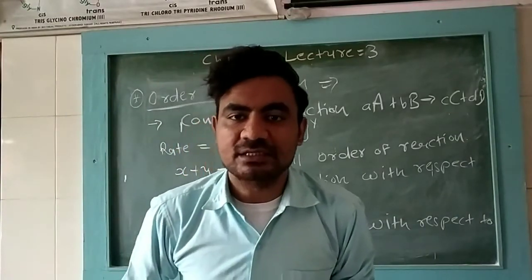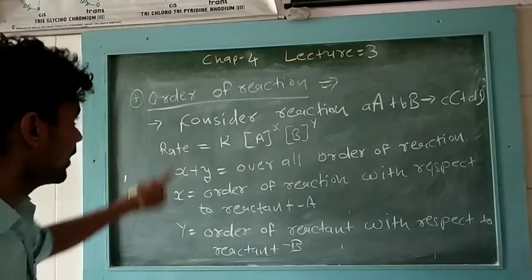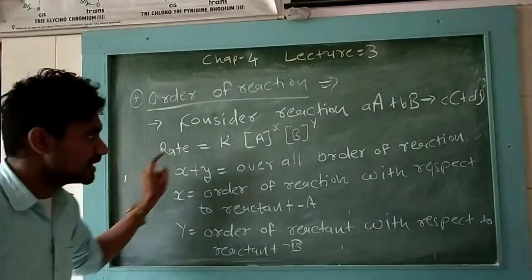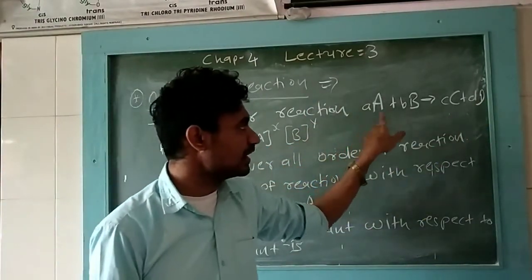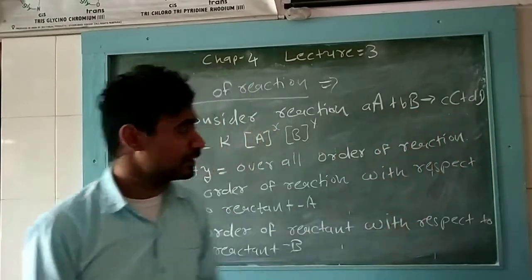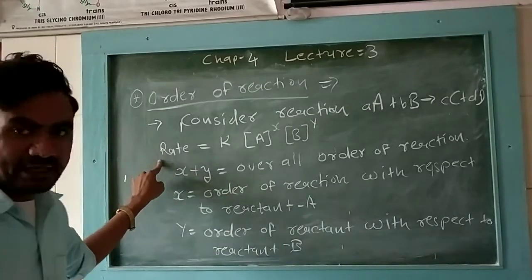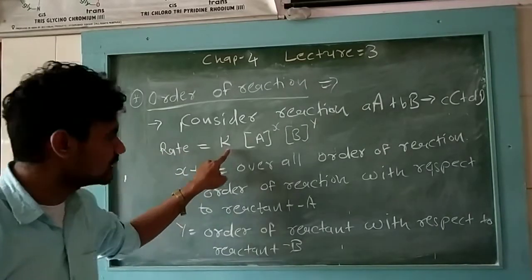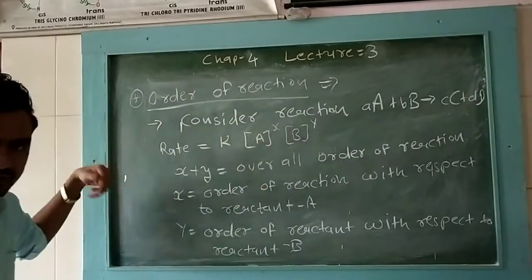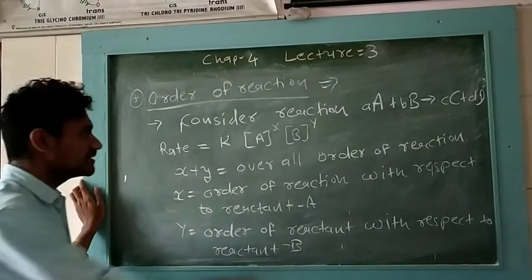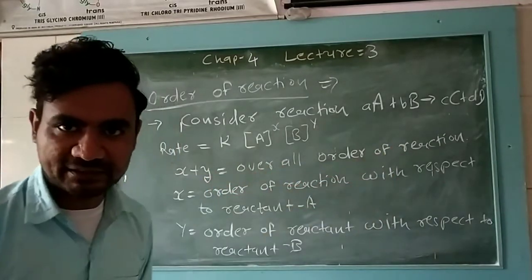Now the next topic is order of reaction. This topic is very important for board exams. So first consider the reaction A plus B gives C plus D with moles small a, b, c, d respectively. Now for that reaction, if I write rate of reaction, rate of reaction is equal to K, the rate constant, into concentration of A and B with powers X and Y. That formula we learned. Now here addition of X and Y, meaning X plus Y, is the overall order of reaction.